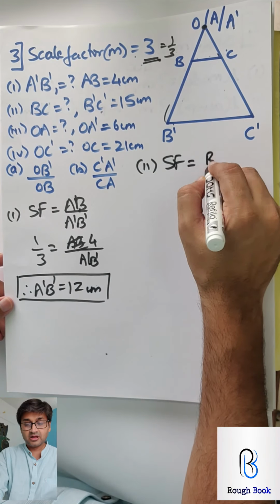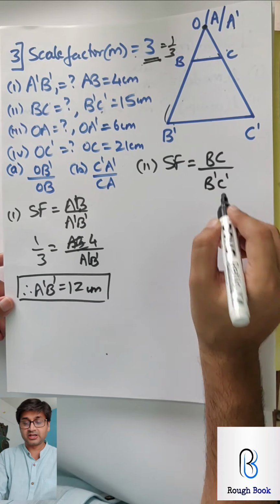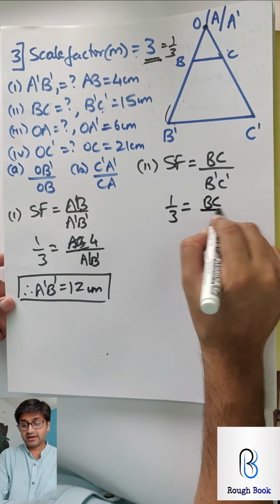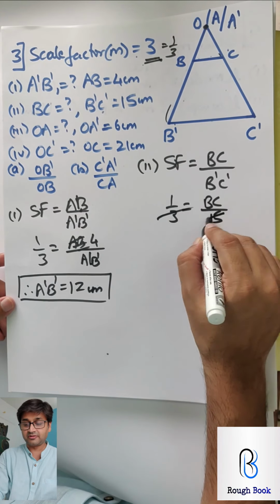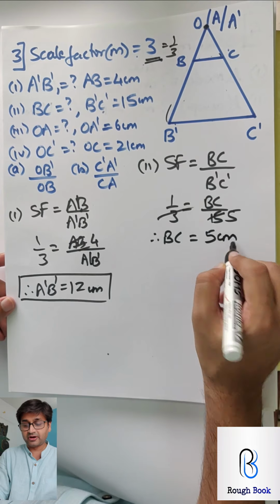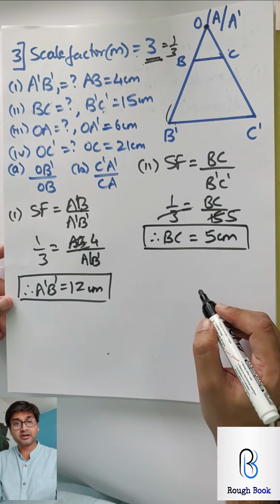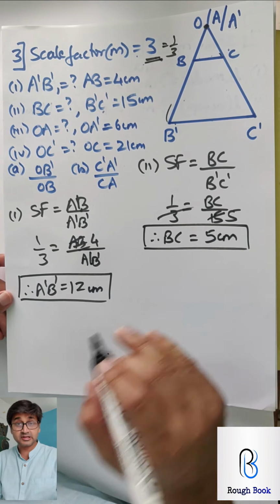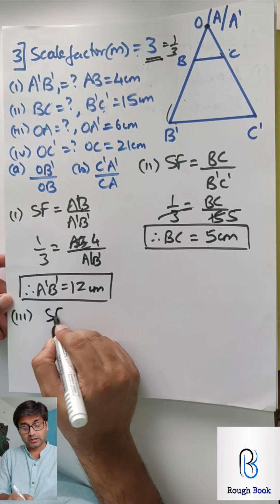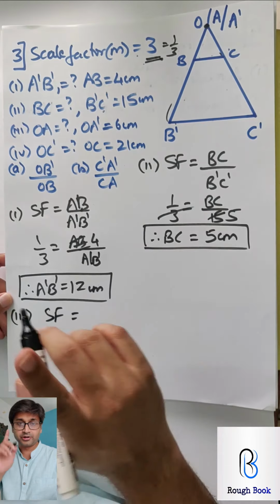So scale factor, BC the smaller on top, the larger at the bottom. So 1/3. BC is unknown and B dash, C dash is 15. So 3 ones are 5s are. So I can therefore say BC is going to be 5 centimeters. Clear everyone? Are you getting a hand on this slightly at least now? Good. Third part, come on your own. Pause the video completely. On your own try it.